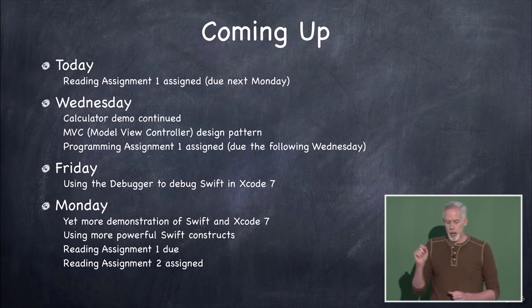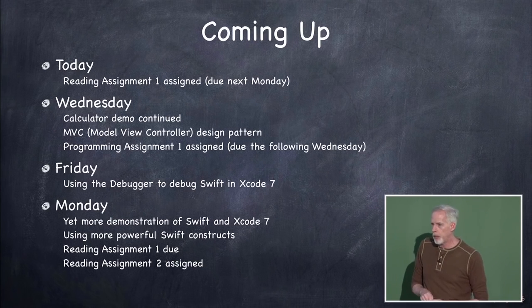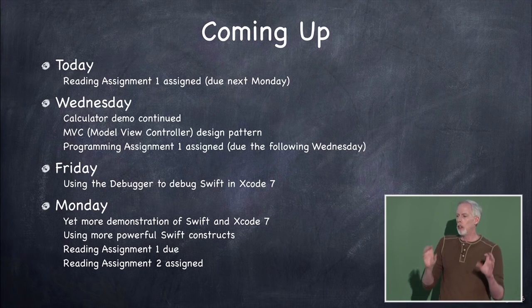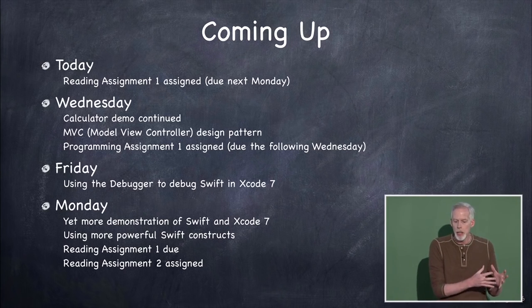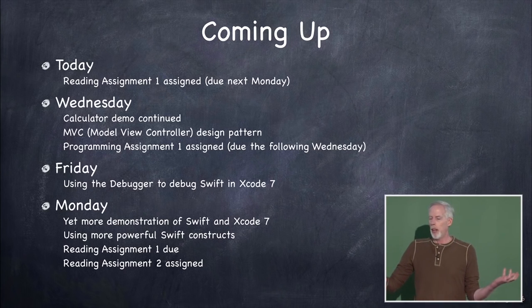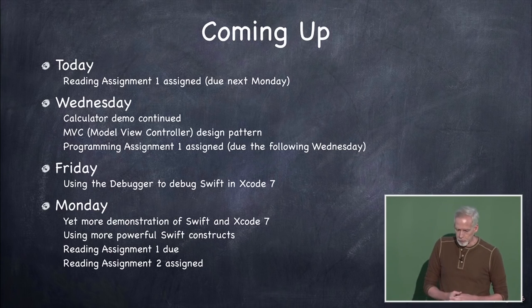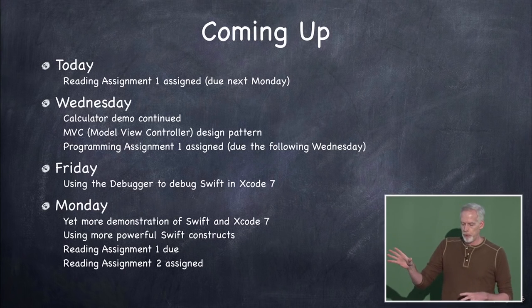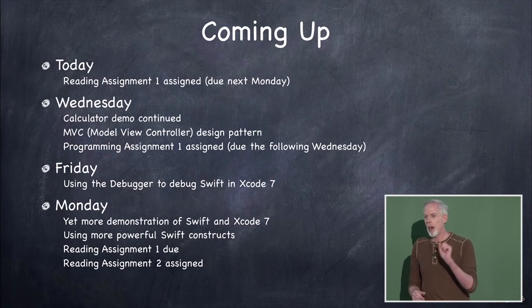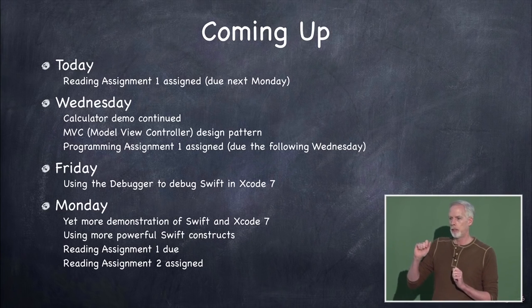Today, I have assigned, and it's on Piazza already, reading assignment number 1. The reading assignments in this class are all learning Swift. You're going to have 3 reading assignments, and all 3 of them are going to basically take you through the entire Swift language guide. On Wednesday, I'm going to continue the demo that I'm doing today. I'm going to talk about MVC, as I said, and then programming assignment number 1 will go out. That's going to be due 1 week later, before lecture the next Wednesday.